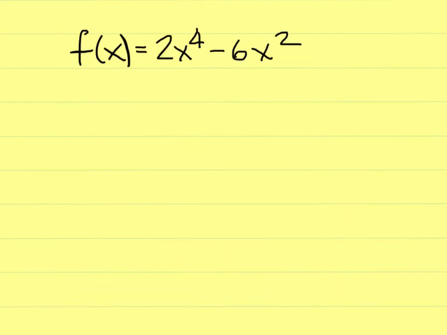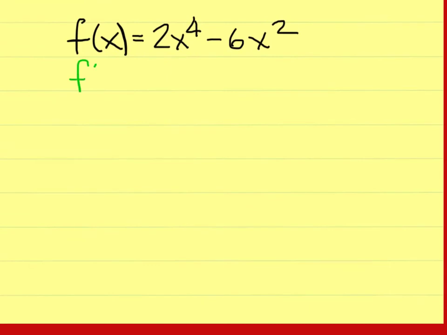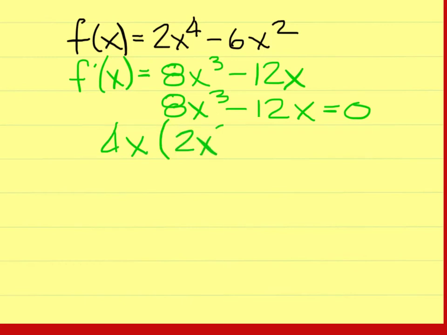In this example, f of x is 2x to the 4th minus 6x squared. You must find the first derivative, and that would be 8x to the 3rd minus 12x. Okay, and then set that equal to 0. You can factor out a 4x from that and be left with 2x squared minus 3 equals 0.